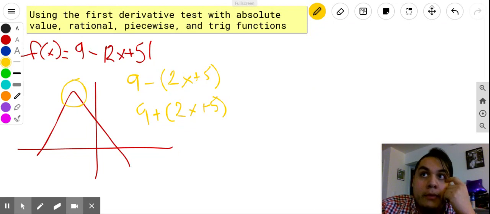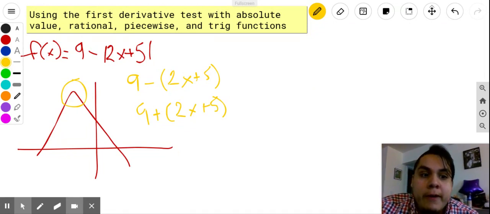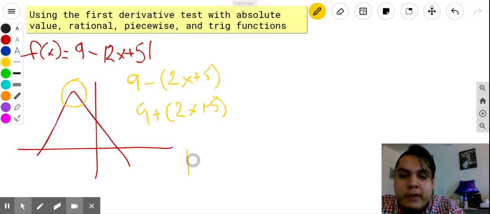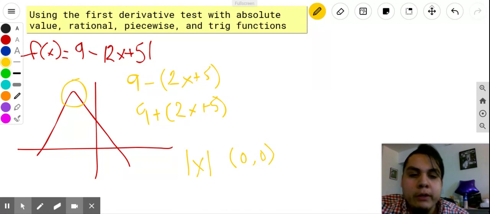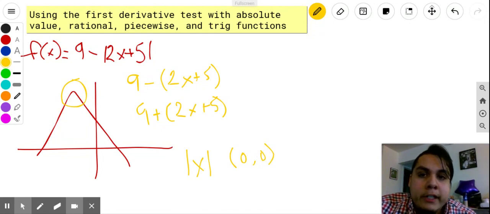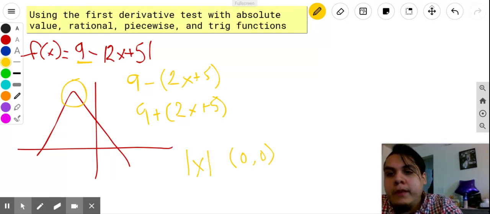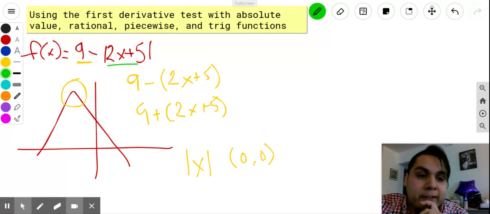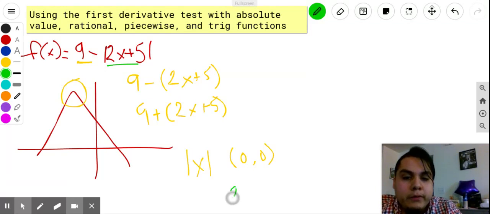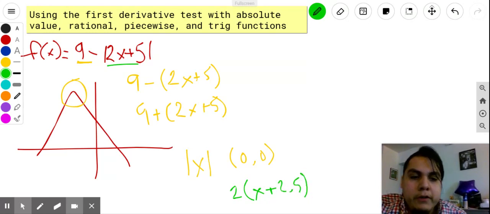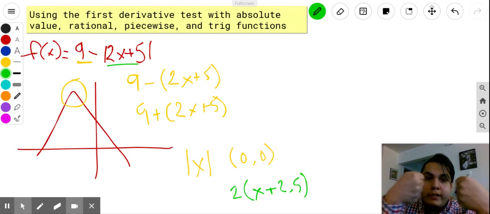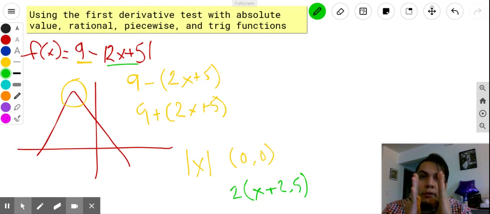And because I remember the integrated 4 stuff, the parent function, absolute value of x, has a vertex located at 0, 0, right? But I see that this graph has been moved up 9 spaces by this 9 right here. And I'm picturing this 2x plus 5 as 2 parentheses x plus 2.5.